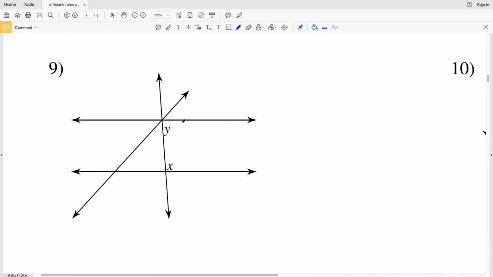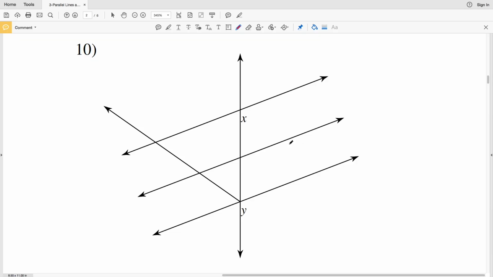Moving on to number 9, angles y and angles x are on the same side of the transversal, and they are also both in between those intersected lines. Therefore, they are consecutive interior angles.